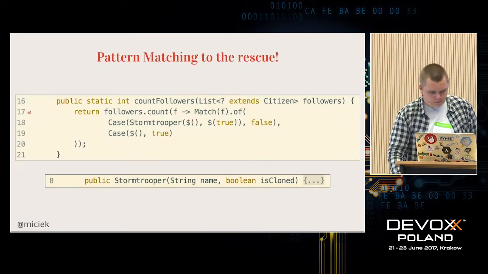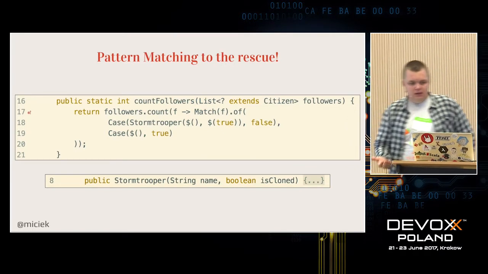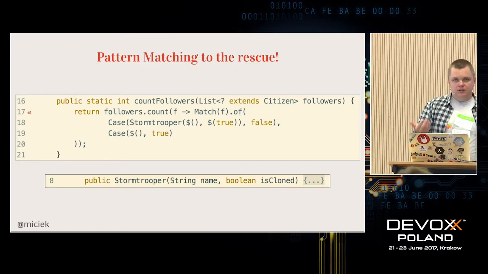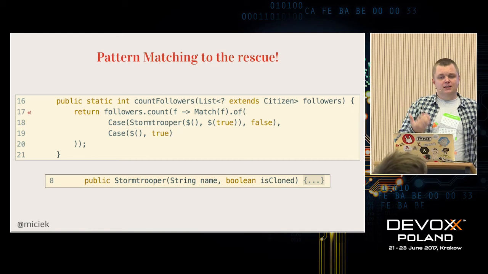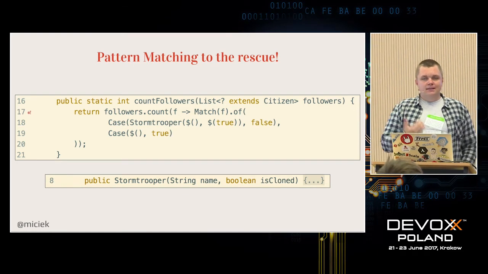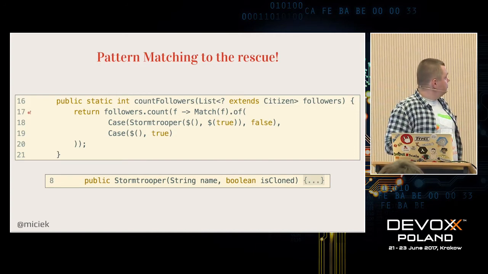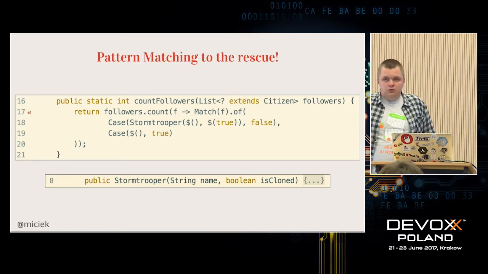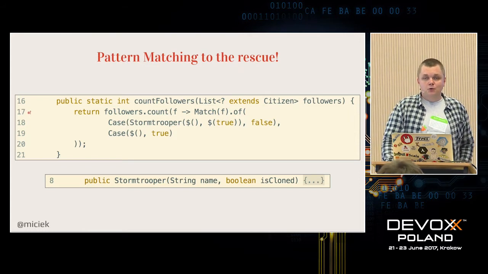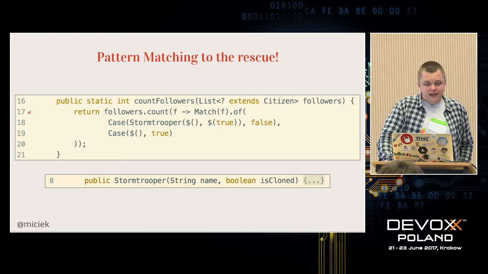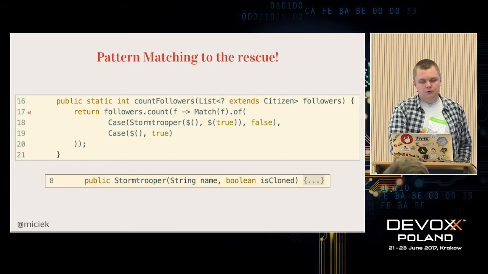Pattern matching to the rescue, of course. What we can do is match on each of the followers of the citizens, and then in line 18, for the stormtrooper case, we can just extract some name and then pattern match a value which is true. You can also use in line 18 just true. So every time there is a stormtrooper which has true set as the is cloned flag, then we return false. And in any other case, line 19, we just return true. Okay, so that's how it works.